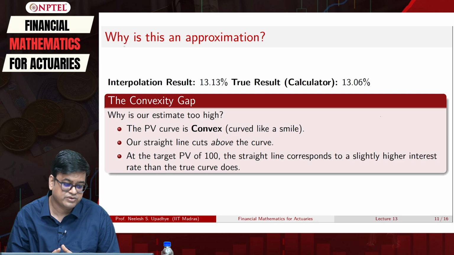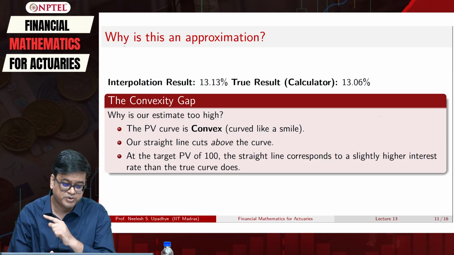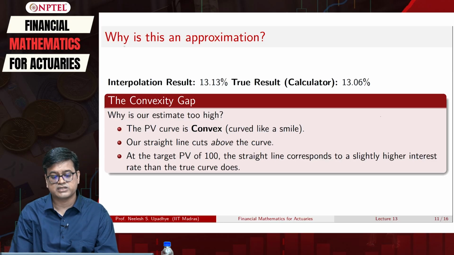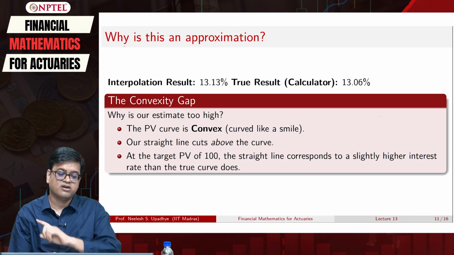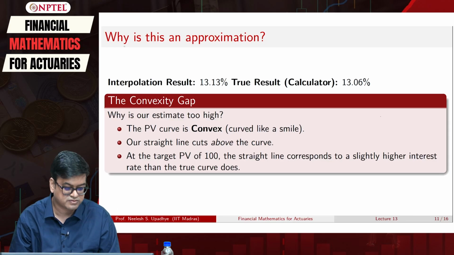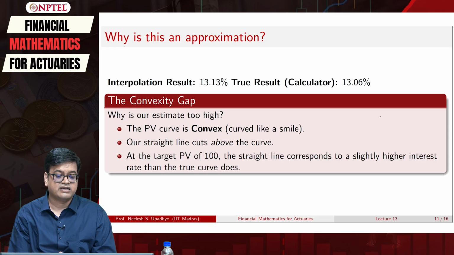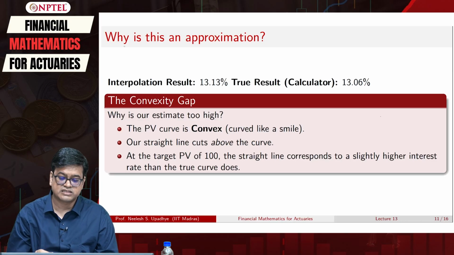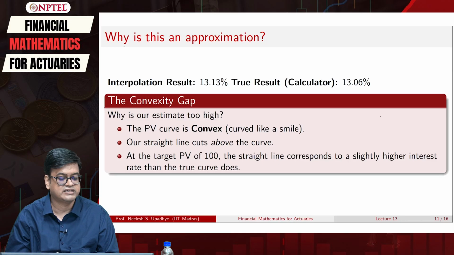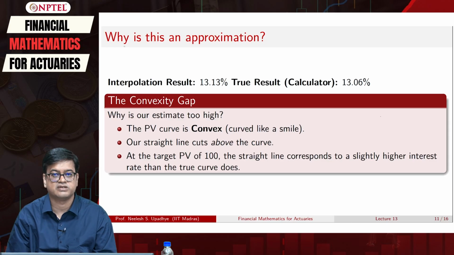As I have shown you in the graph, this curve of present value is very convex. It's curved like a smile. Our straight line always cuts above this curve. At the target value of $100, the straight line corresponds to a slightly higher interest rate than the true curve does.